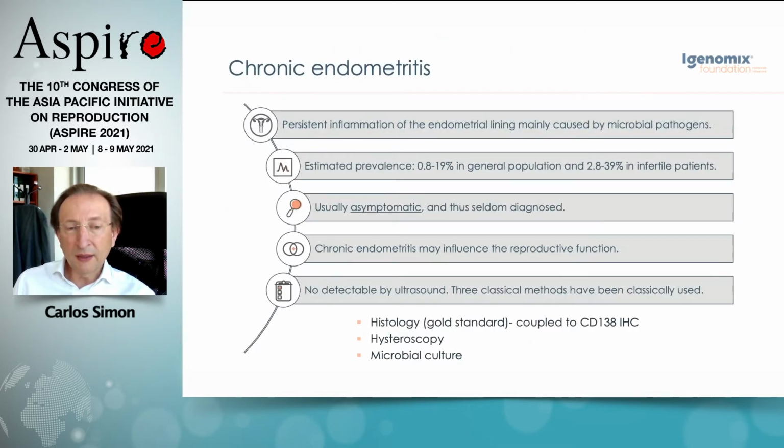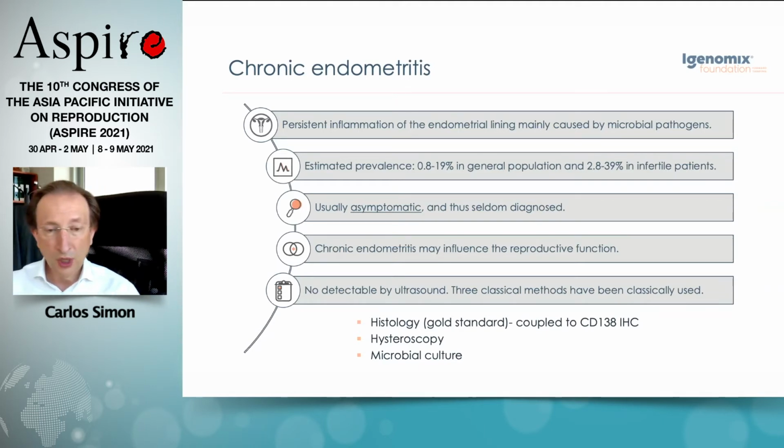Now, the issue, the battle here is that this pathology is unspecific clinically, and diagnostically it's quite difficult to diagnose. First of all, it's not detectable by ultrasound. And there are 3 classical methods that have been used in order to diagnose it. First is histology, which still is the gold standard, with the presence of plasma cells, plasmocytes, coupled with immunohistochemistry for CD138. And as you will see, it has pros and cons.